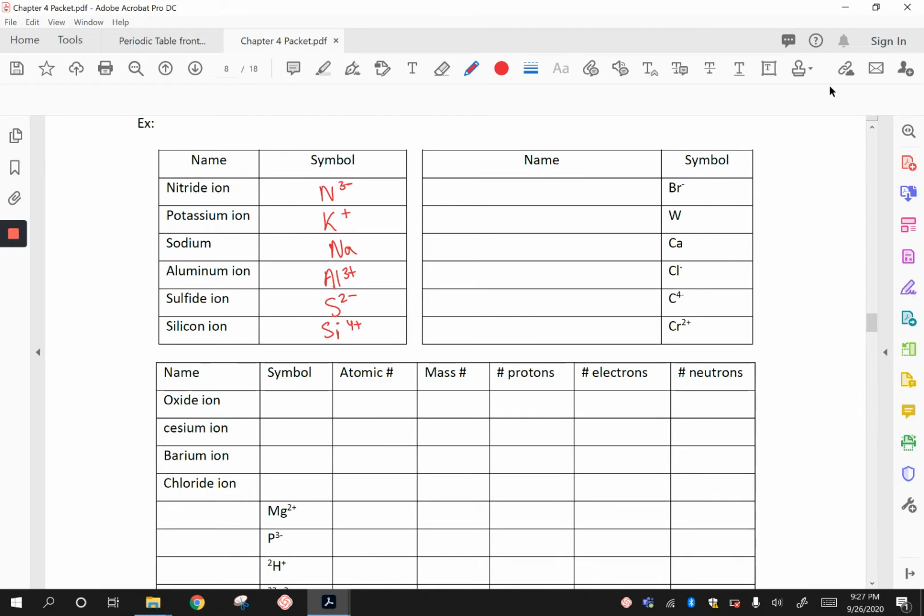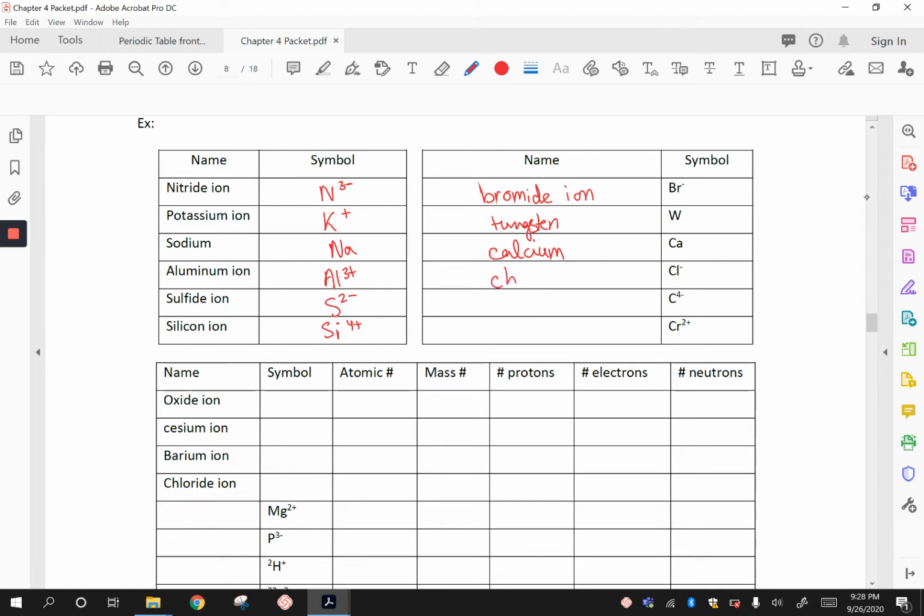Okay, let's do the names. So Br-, that's a negative ion, so you end with ide, so bromide ion. W, that is just tungsten, and it doesn't say that it's an ion, so just tungsten. Same thing with Ca. Ca is calcium, does not say ion, so no charge. Or sorry, does not have a charge, so no ion.